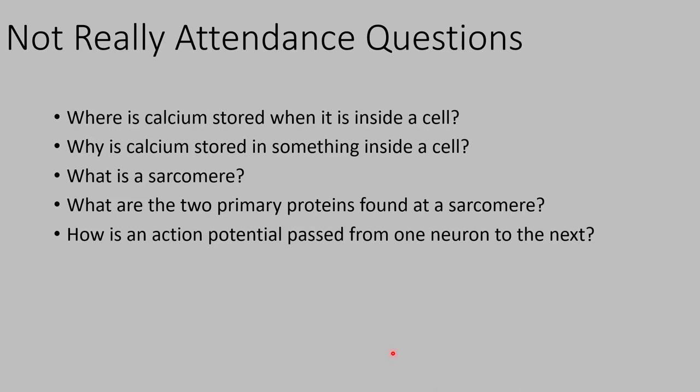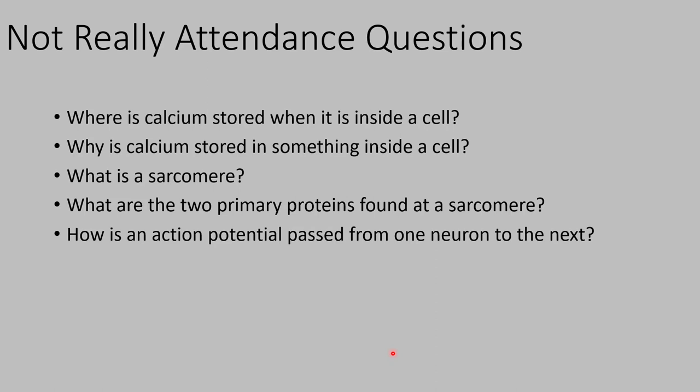Next, why is calcium stored inside something, inside a cell? Well, because calcium likes to bind to things, and as a general rule, we don't want that. Calcium is something that likes to bind to things, kind of like oxygen did. But we really don't want that to happen. So calcium is packed away to where it can't bind to anything.